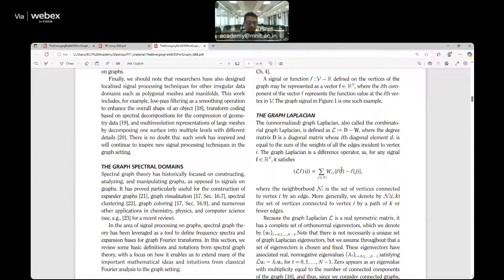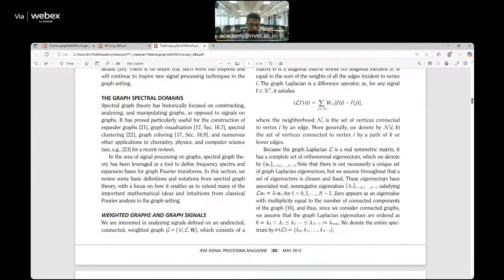Where the neighborhood values difference is taken. How does it operate? Because if you multiply the Laplacian with the signal value, then you will get this thing, Wij (Fi minus Fj). If you recall, we discussed that relation yesterday. So that has been shown.